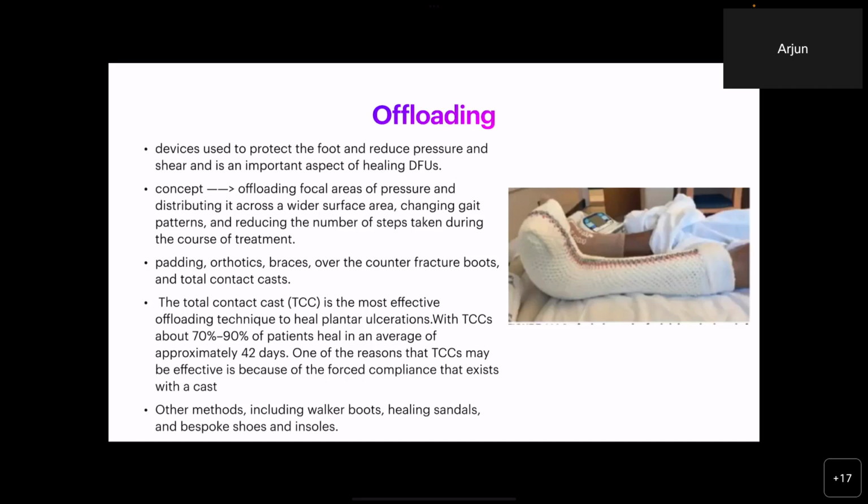The picture on the left-hand side is the total contact cast. These are the most effective offloading techniques to heal plantar ulcerations. With total contact cast, about 70 to 90% of the patients heal in an average of approximately 42 days. One of the reasons that total contact casts may be effective is that patients are forced into compliance with the cast. The other modalities include walker boots, healing sandals, and insoles.